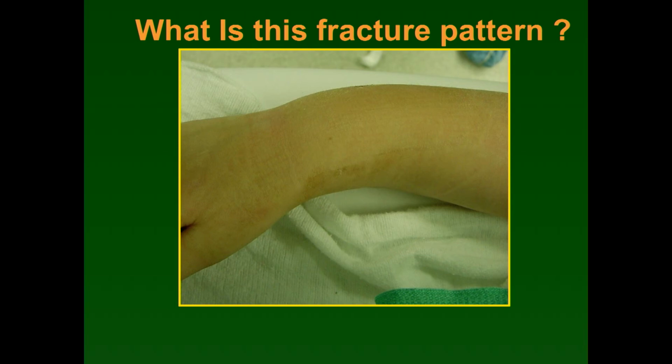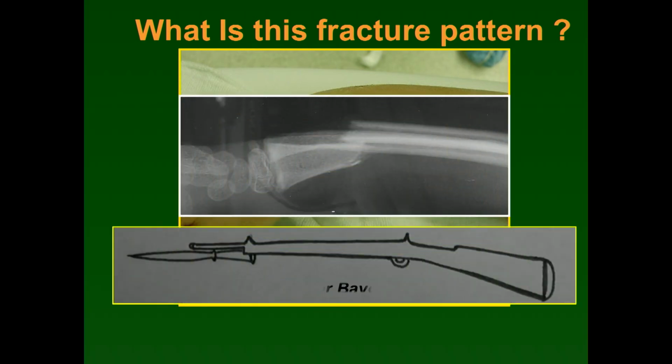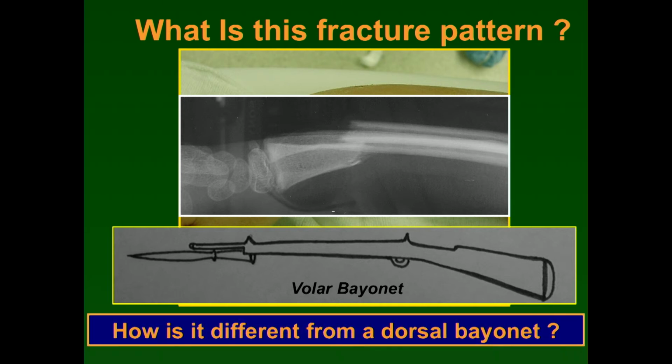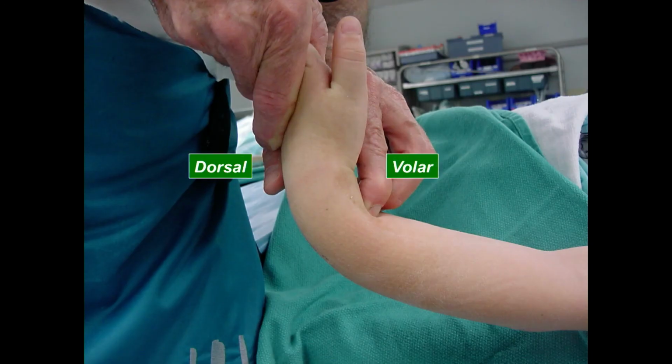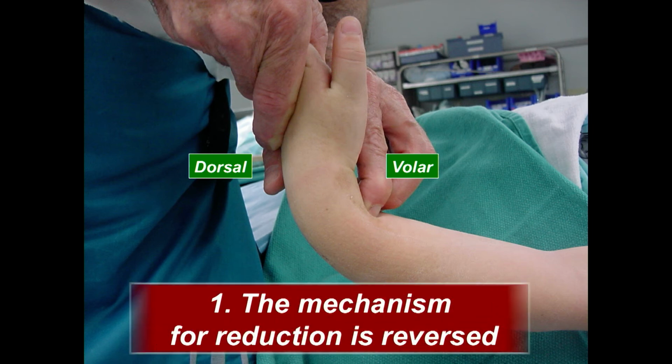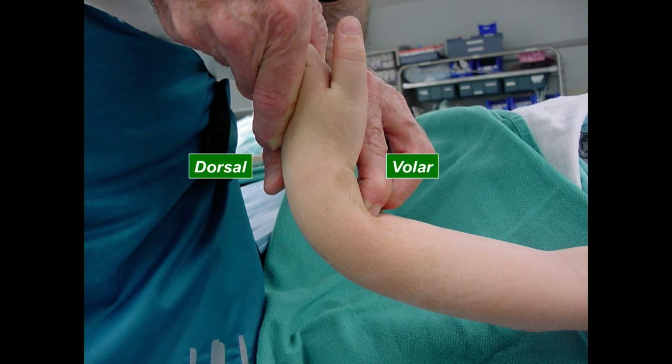Let's say volar. Yeah, right. That's a volar fracture. Volar bayonet, different army. And so how is it different from a dorsal bayonet? Well, here again, appearance. Yeah, the reduction mechanism is reversed. Right. What's the other problem?